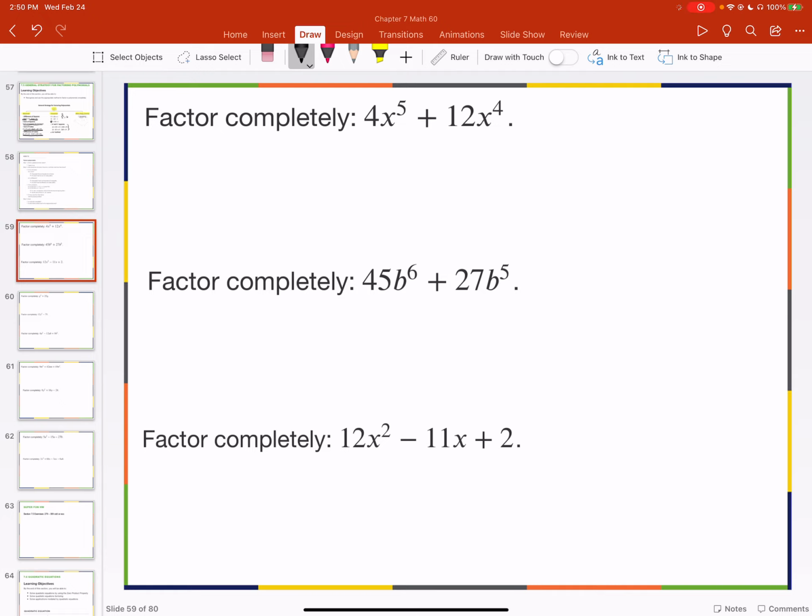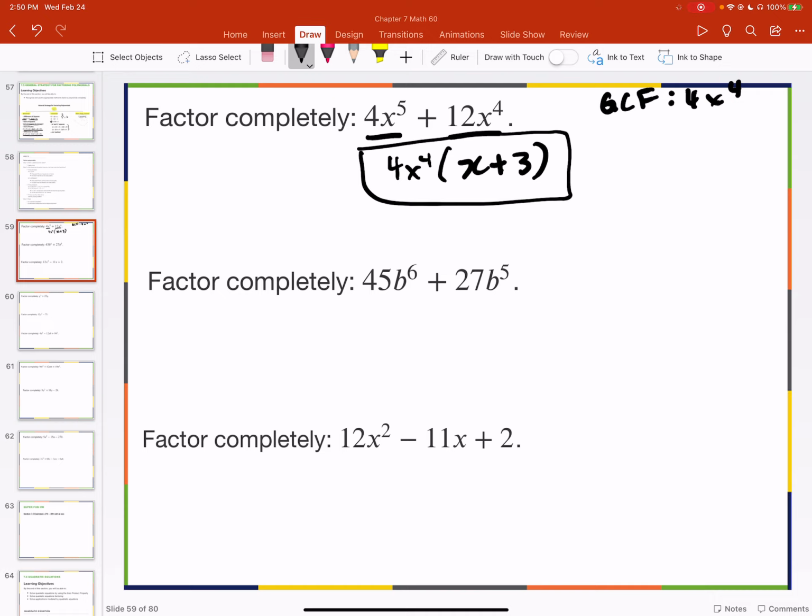So first of all, what's our first question here? We have 4x to the power 5 plus 12x to the power 4. What's the GCF? The GCF for this expression is 4x to the power 4. So we will write that out, 4x to the power 4, and factor that out. That's going to leave us with x plus 3, and that's not factorable, so we leave that as is. That's as far as we're going to get. Here, the GCF is 9b to the power 5. We factor that out. That gives us 5b plus 3, and that's it.